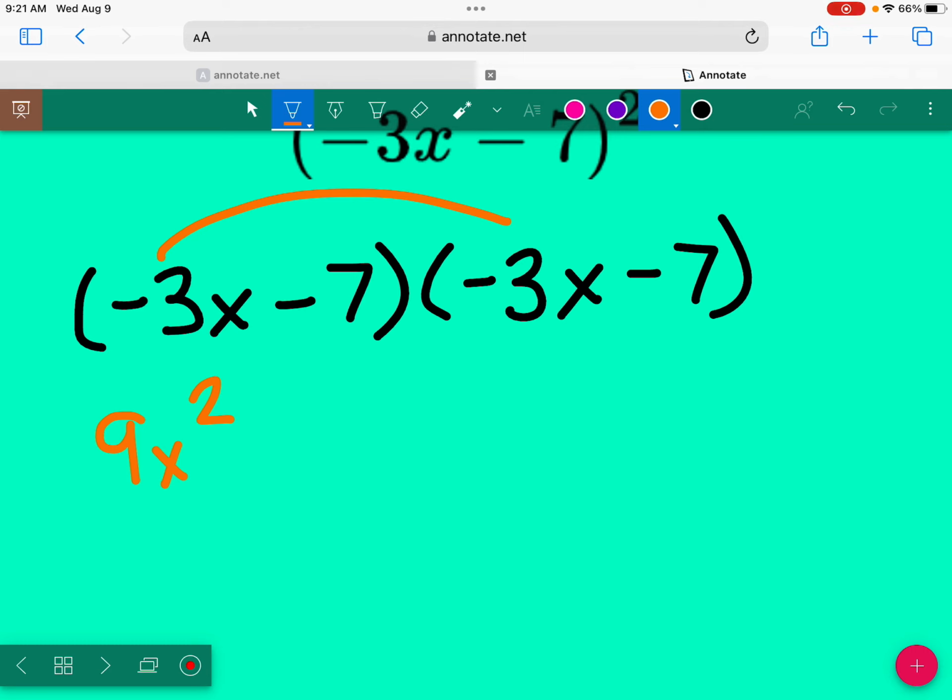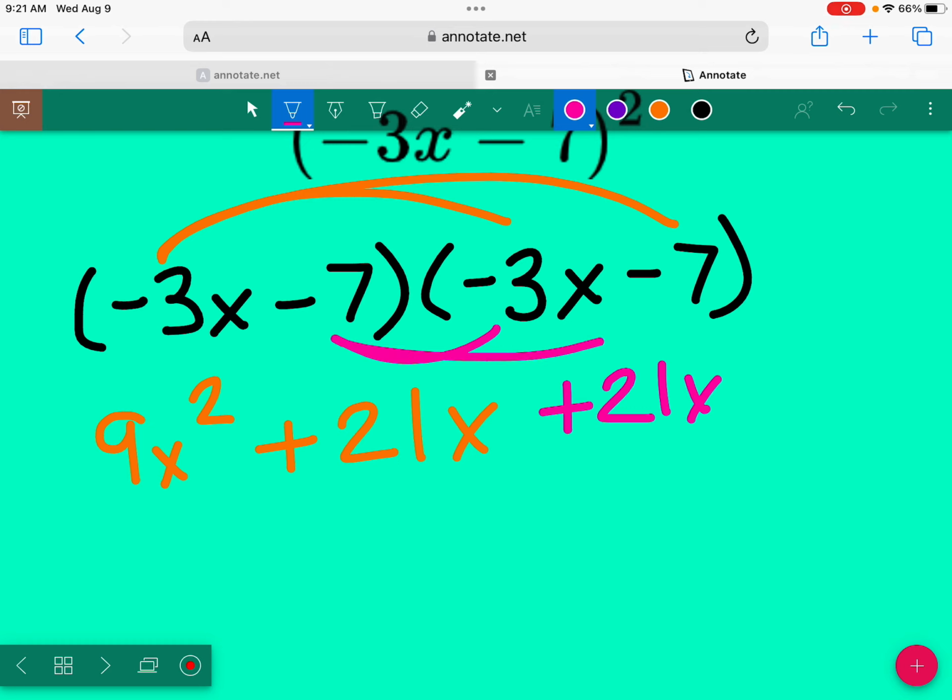Negative 3 times negative 3 gives us positive 9. Negative 3x times negative 7 gives us plus 21x. Plus 21x. And plus 49.